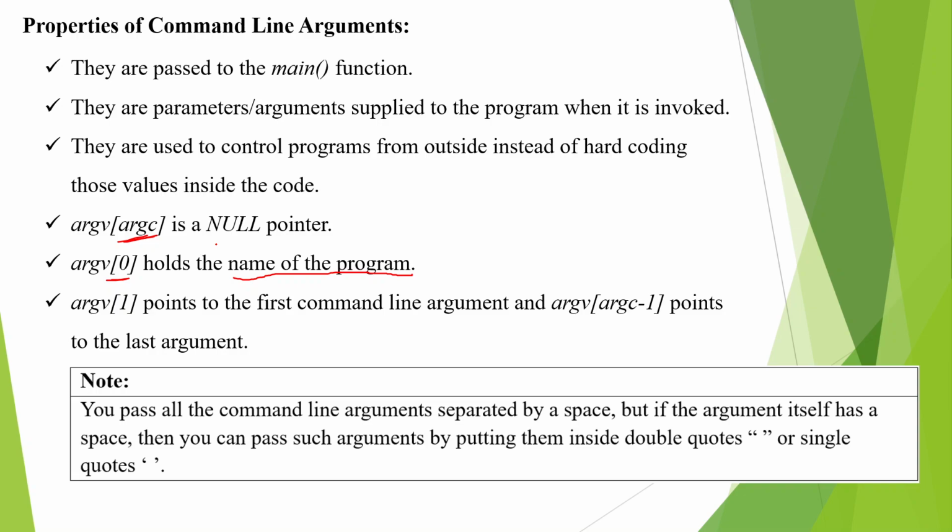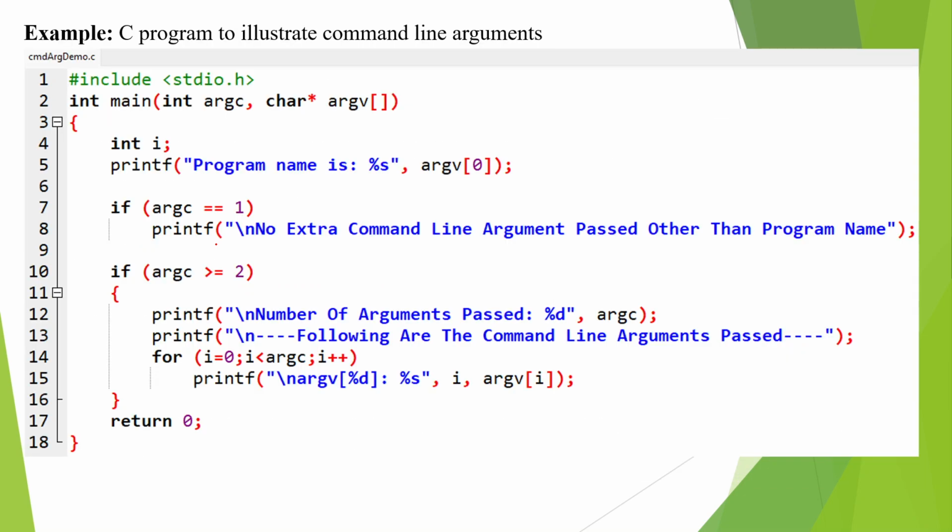So now one more program example. Here we are receiving the command line arguments. The argument count is going to be the count of all the command line arguments present, and argument vector is going to be the list of all the command line arguments. Argument vector of 0 is going to print my program name. Here you can see I'm printing the program name.